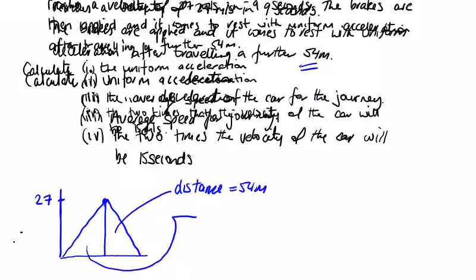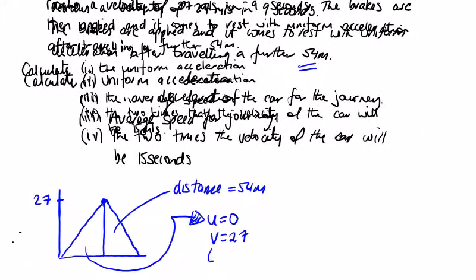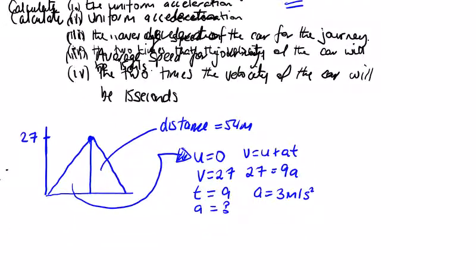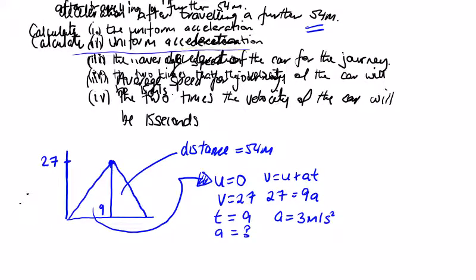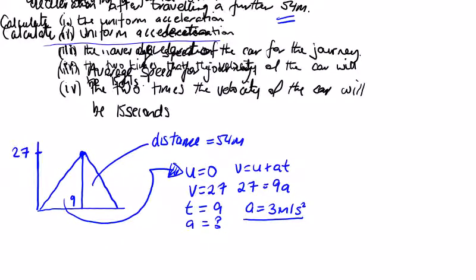So let's take the variables from my first triangle. I'm going to work out everything from here. So u is equal to 0, v is equal to 27, t was equal to 9. So we need a, you can see it's going to be 3. V is equal to u plus at. 27 is equal to 0 plus 9a in this case. So a is 3 meters per second squared. So I have my time of 9. We're looking for uniform acceleration in part 1, which we have, 3. Uniform deceleration.